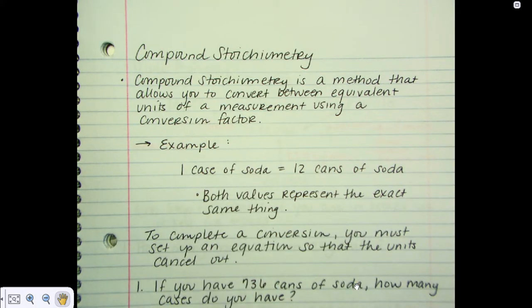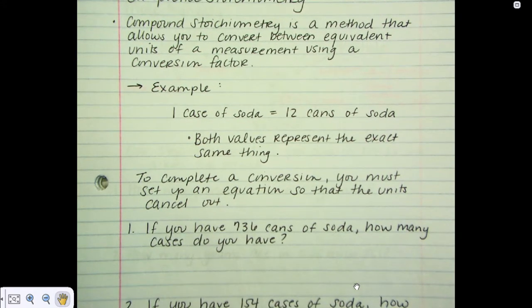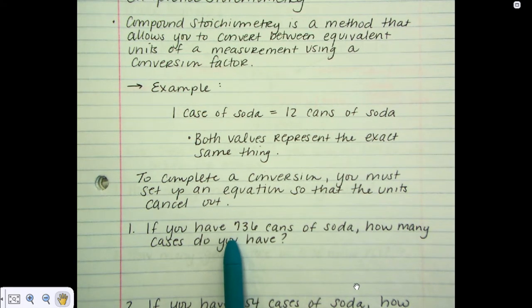To complete a conversion, you have to set up an equation so that your units cancel out. So it allows you to not only convert the quantity you have into a different numerical arrangement, but the units as well. So let's look at our first example. If you have 736 cans of soda, how many cases do you have? Well, just kind of in life doing this, if I have 736 cans, and there's 12 cans in a case, divided by 12, that's going to be my cases. Well, that is exactly what you're doing.